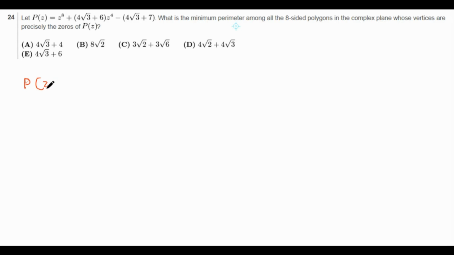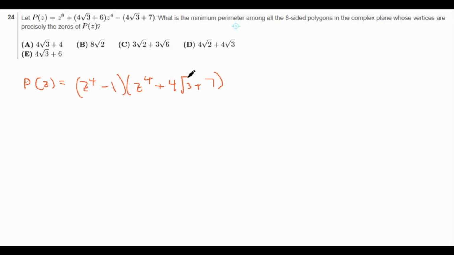So P(z) actually factors as (z to the power of 4 minus 1) times (z to the power of 4 plus 4 root 3 plus 7). If you expand this, you'll find that z to the power of 4 times z to the power of 4 gives z to the power of 8. Then you have a minus z to the power of 4 plus (4 root 3 plus 7) z to the power of 4, which gives plus (4 root 3 plus 6) z to the power of 4. And then negative 1 times (4 root 3 plus 7) gives minus (4 root 3 plus 7), so it works out.